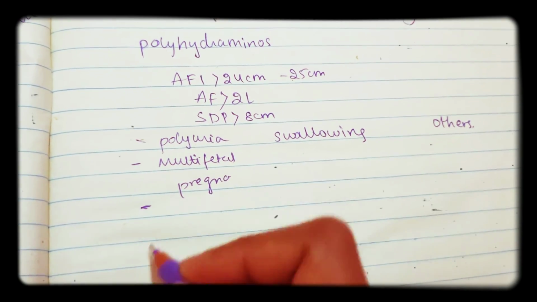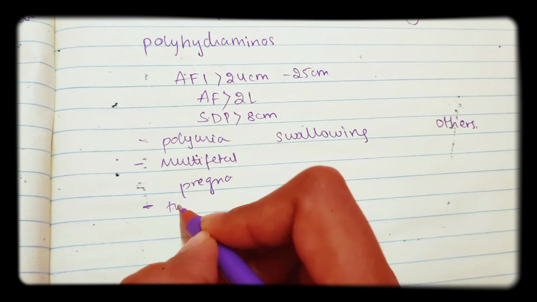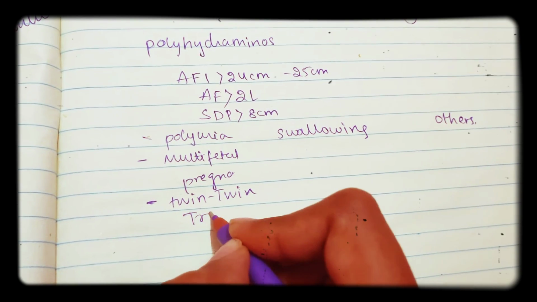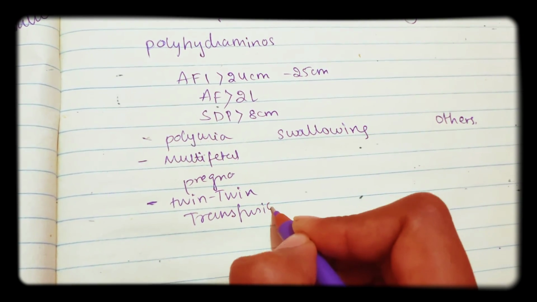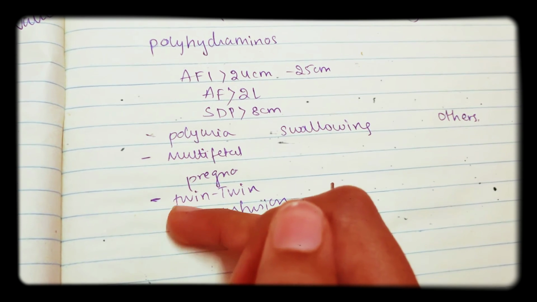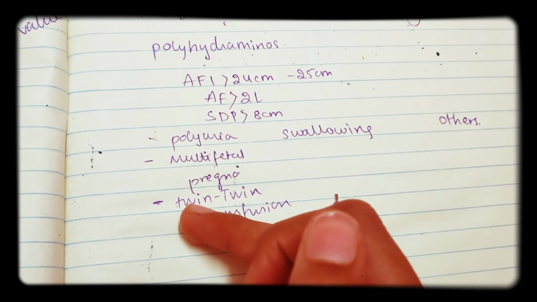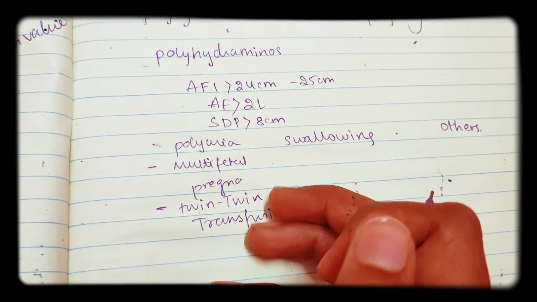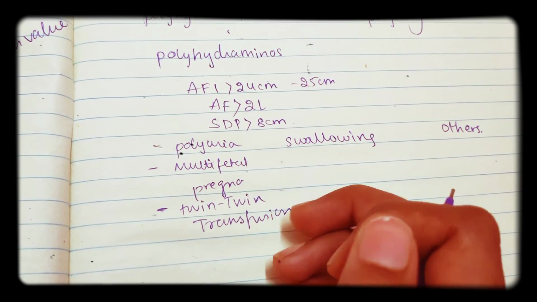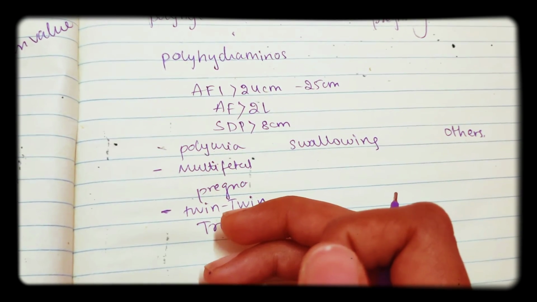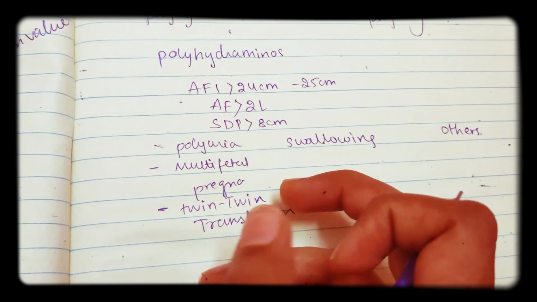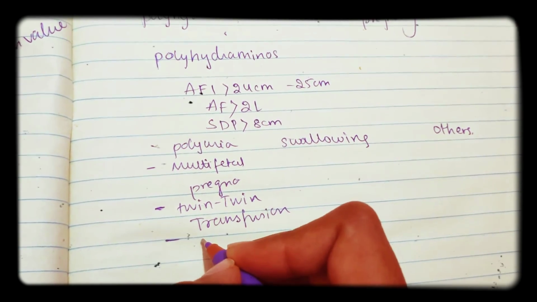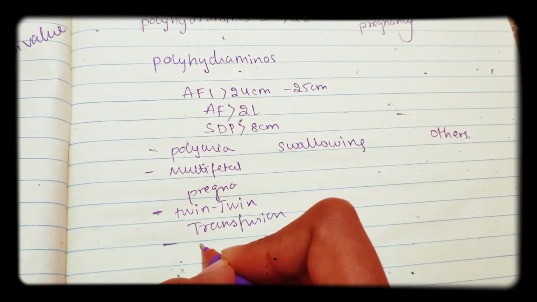And another type of polyuria you can see in twin to twin transfusion. In twin to twin transfusion, one twin will get oliguria because that twin is sharing its amniotic fluid with the other twin. So the other twin will have more polyuria. So one twin will have polyhydramnios and one twin will have oligohydramnios. So twin to twin transfusion, multifetal pregnancy, and next comes maternal diabetes.